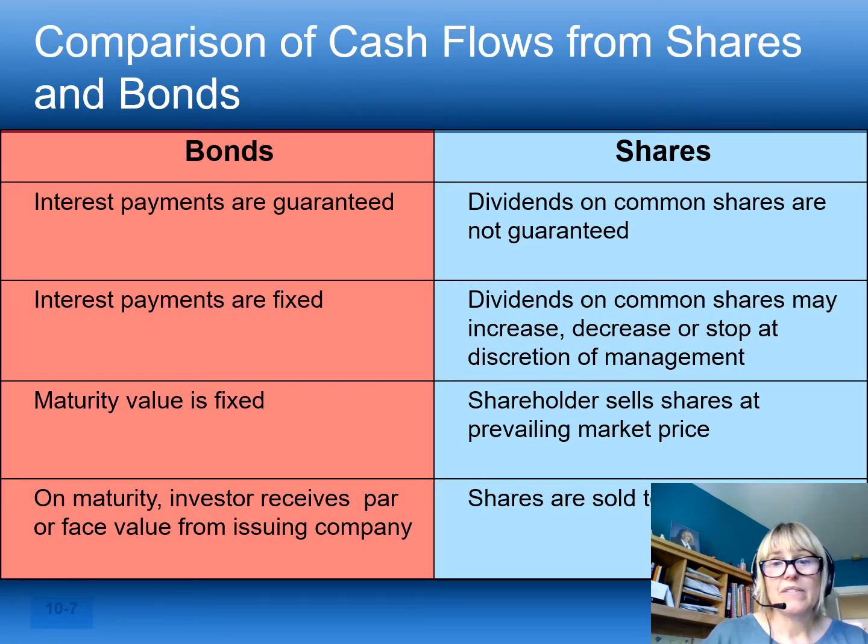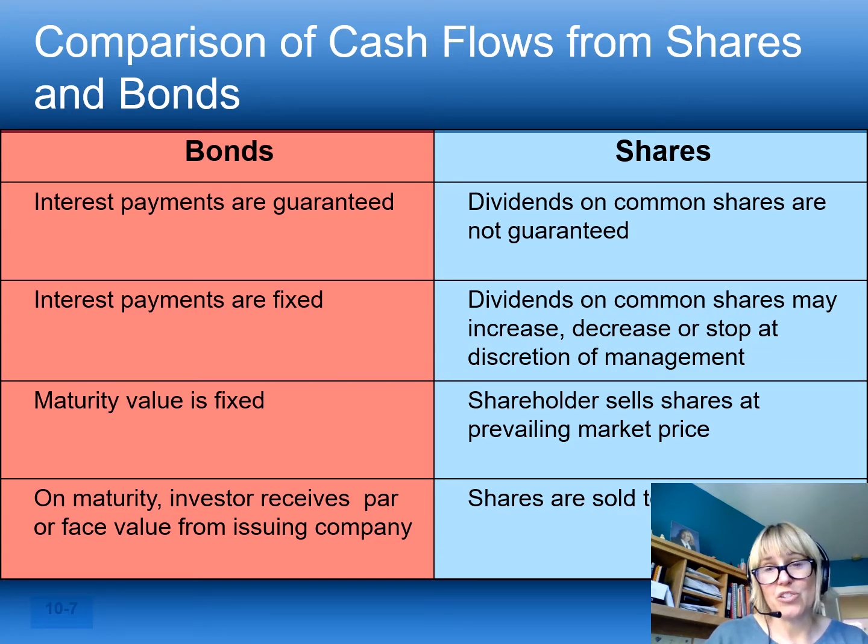Quick comparison of cash flows from shares and bonds. Of course, with bonds, the interest payments are guaranteed and fixed, and they only last for a finite period of time. And then at maturity, you get the $1,000, the face value. But with shares, the dividends are not guaranteed. We've talked about preferred shares a bit, where dividends are cumulative, so they're not guaranteed per se, but because they're cumulative, you can't get out of paying them.